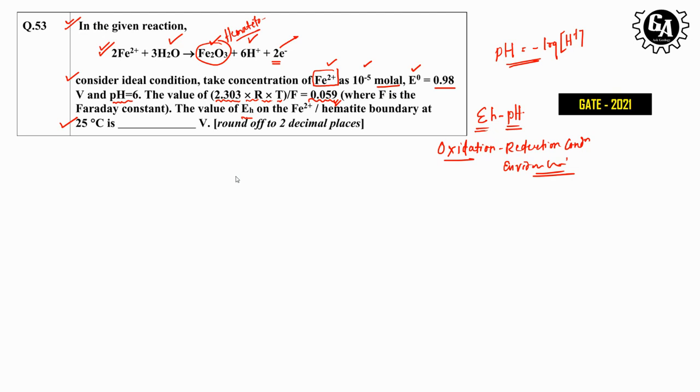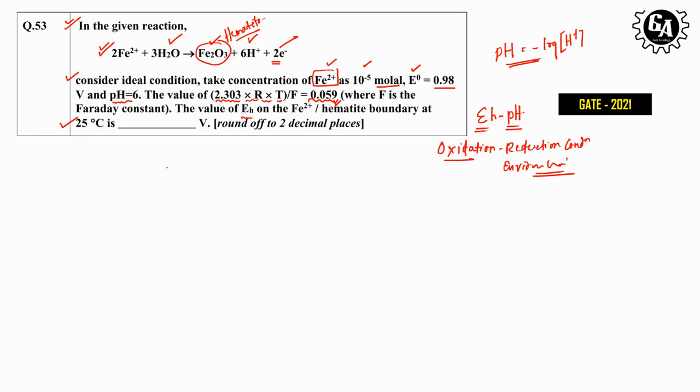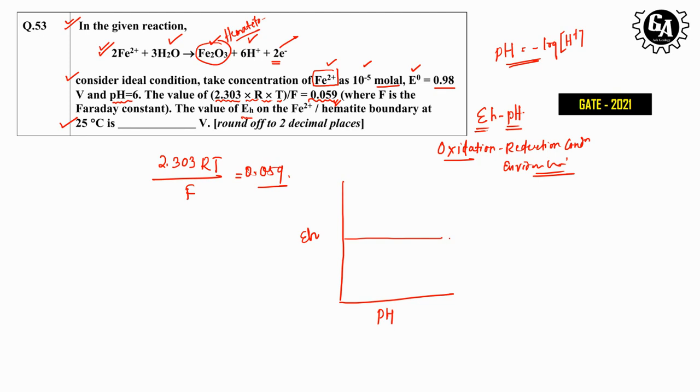It has a very close relationship with G, this is free energy. Delta G is equal to delta G0 minus RT ln K. In this case, it is given that 2.303 RT divided by F has a value of 0.059. And all of you know the Eh-pH diagram: this is your Eh, this is your pH, this is 0, this is Eh0, this is the negative side, and this is the positive side.